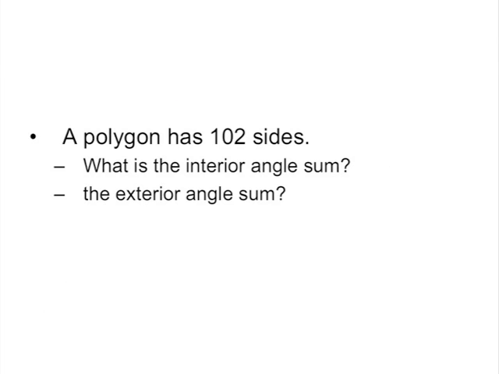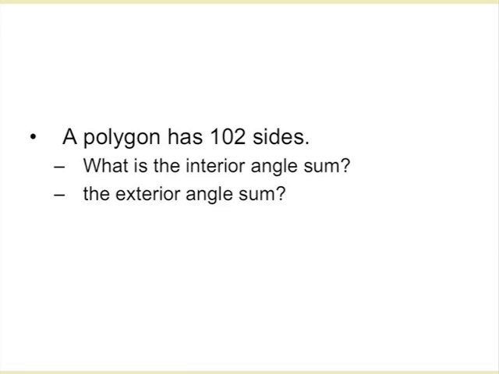So our first problem says a polygon has 102 sides. So we don't have a special name on this one. It's just 102-gon is what we would call this one. It's probably like a docentagon or something. I don't know. But we don't have a special name for it.